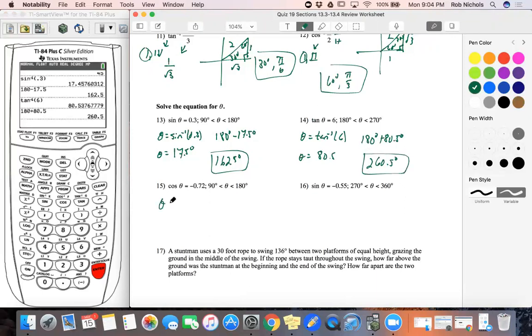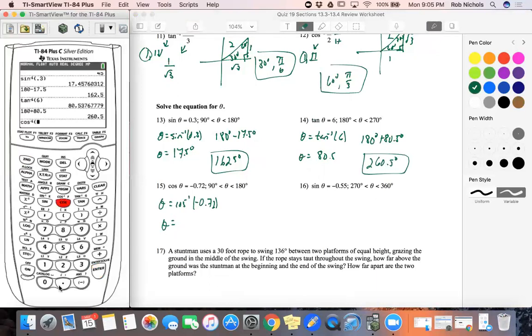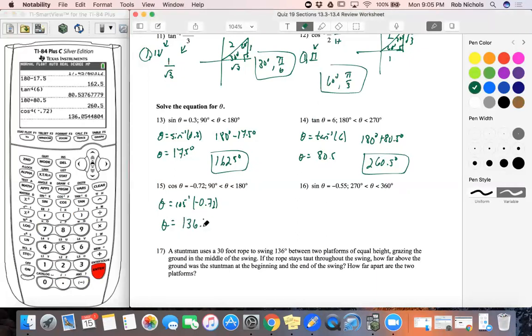All right, 15. Theta equals the inverse cosine of -0.72. I get 136.1. Okay, so this one's going to be a little bit weird. I want this to be in quadrant 2. Guess what? This is in quadrant 2. I'm done. The angle's already there, don't do anything.